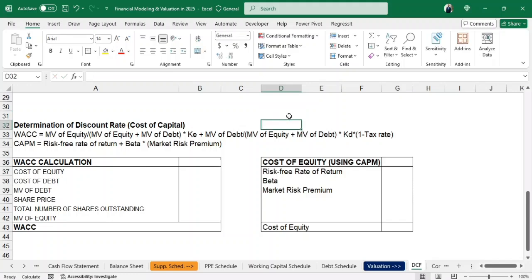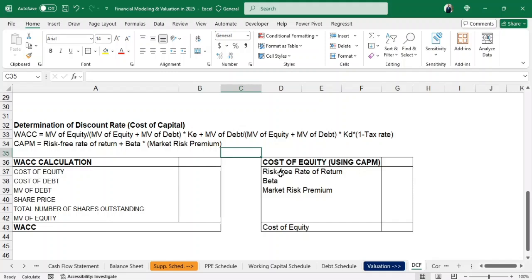Okay, so with the beta, then we have our market risk premium. The risk premium is the extra return you are earning on top of the risk-free rate of return as a result of the risk you are bearing by investing in that particular stock or share. All right, that is the market risk premium. It is the extra return you get or expect because of the risk you are bearing by investing in a particular stock. All right, so that is how the CAPM formula works.